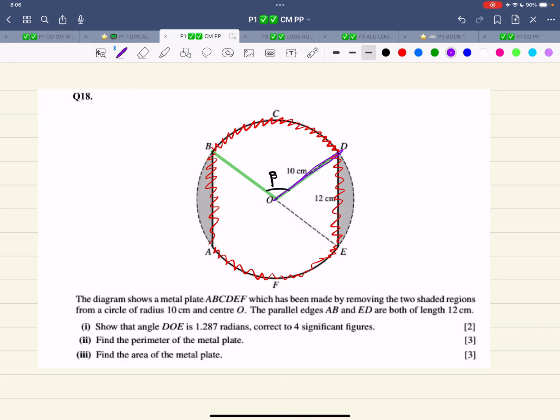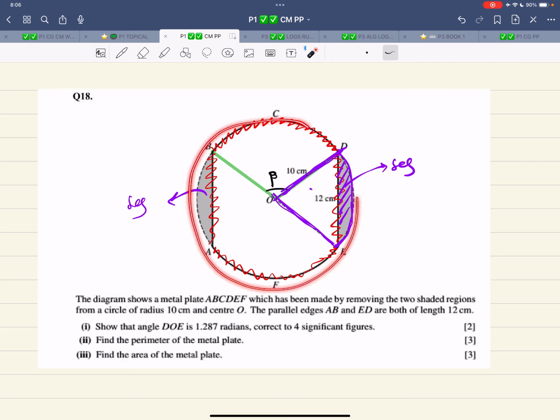And now what about the area? From this sector, let me make it thicker, from this sector all the way over here, let me find the area of the sector. Let me subtract the triangle and I'll find the segment. This segment will be the same, and then from the whole circle, subtract the two segments, and you will find the area of the metal plate.